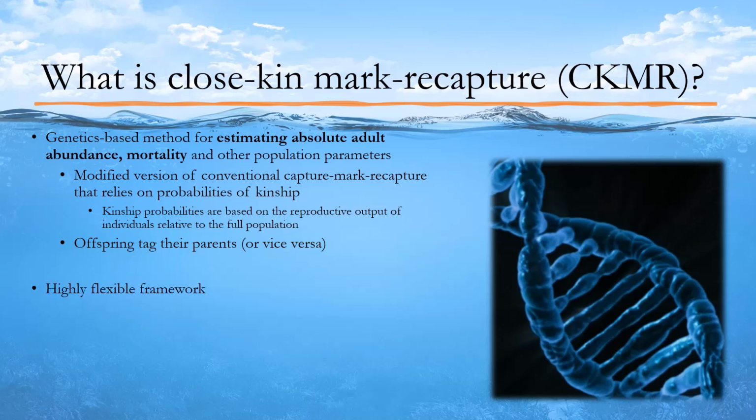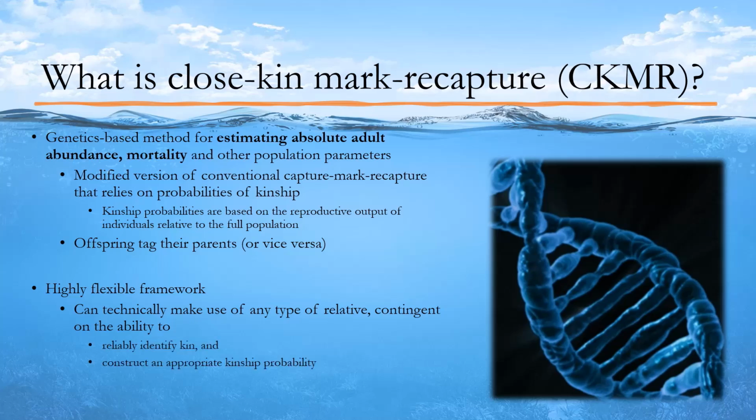CKMR is a highly flexible framework, and it can technically make use of any type of relationship, contingent on the ability to reliably identify that relationship and construct an appropriate kinship probability. The more distant the relationship, the harder these 2 criteria are to meet. So while a CKMR model could technically accommodate cousins, most practical applications have focused on first or second order relatives like parent-offspring pairs or half-siblings.